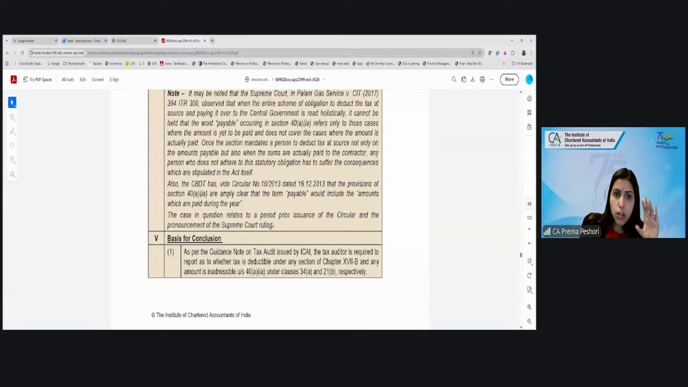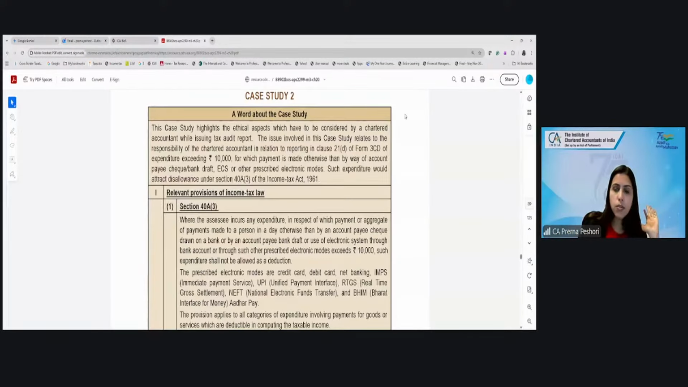So the tax auditor has to be very, very careful while reporting under the 3CD. In case he takes some view that the tax is not deductible by virtue of relying on some judgment, he should disclose the same in his report. Are we clear? Yes or no?